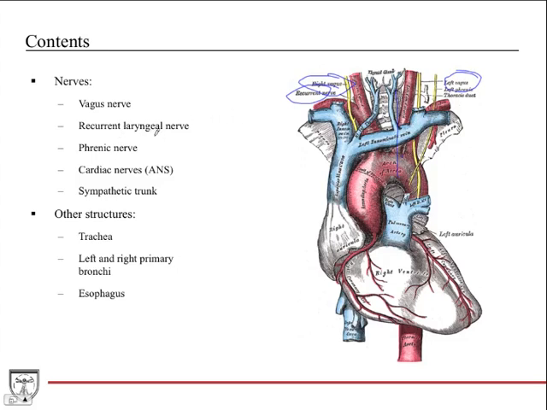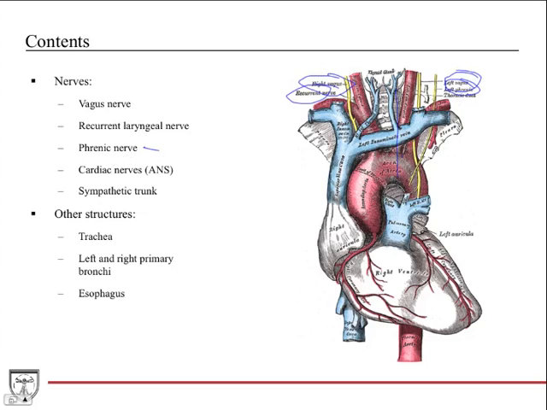Then you also have the phrenic nerve here, which is the nerve that comes down from the neck and inserts onto the diaphragm and drives respiration by innervating the diaphragm. Here's the left phrenic coming down this way. You can get a good view of it here coming down. This travels through the superior mediastinum as well.